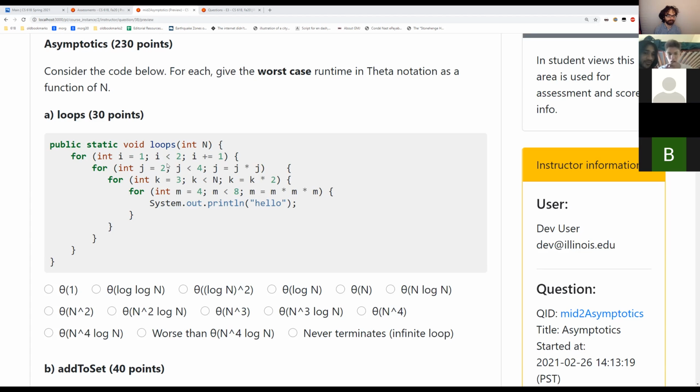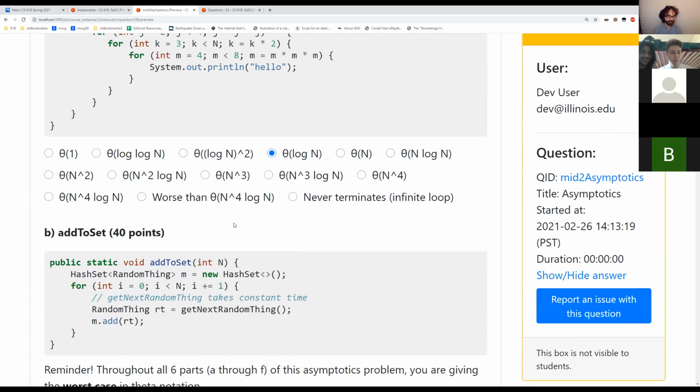And then the fourth one, wait, the fourth one's also constant. That's right. Wait, so this is just log n? Yeah. Just log n. That's it. You got it. Okay. Sounds a little mean, but that's what it was. All right. Good. Oh, nice.